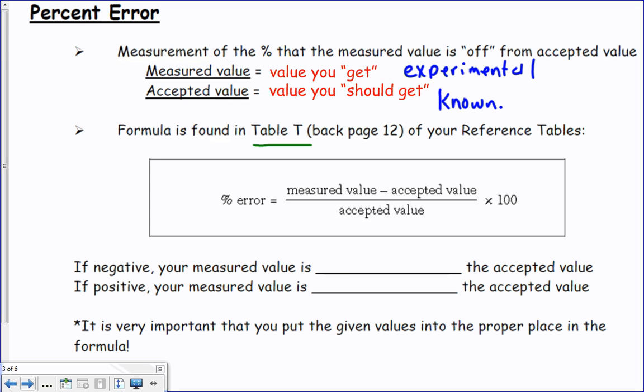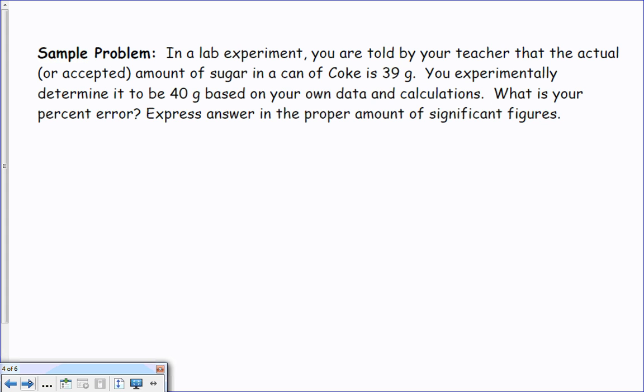If our value is negative, well, then our measured value is less than the accepted value. If our value is positive, then it is more than. That means this number has got to be there and this number has got to be there. It's always got to be this way. We don't just subtract the high number from the low number. It's always got to be experimental value minus the accepted value. That's going to lead to this whole negative and positive and help make sense. Were we high? Were we low?